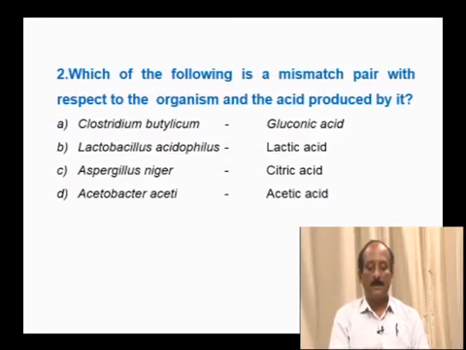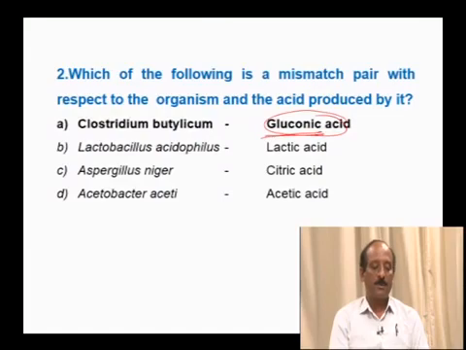See, among these options, I told while discussing the synopsis part, Clostridium botulinum produces butyric acid but not gluconic acid. Hence the gluconic acid is a mismatch. Hence the correct answer for this question is option A.